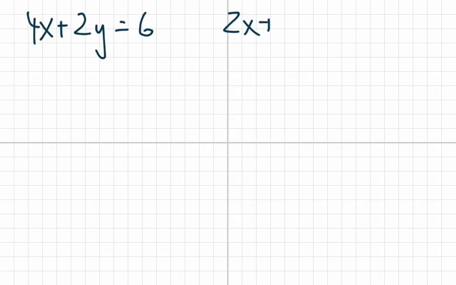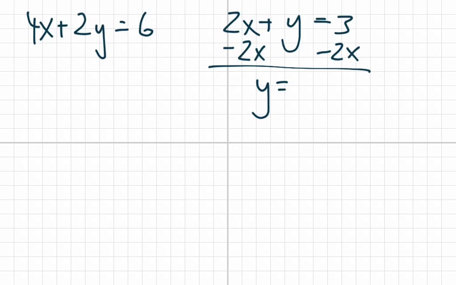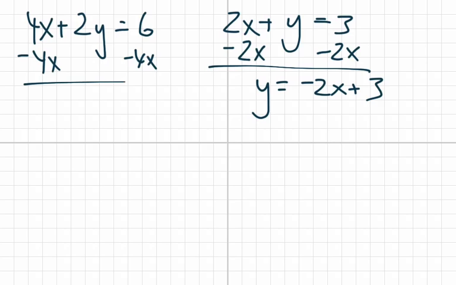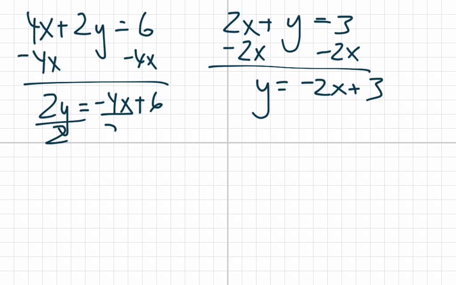So we have 4x plus 2y equals 6, and the other one is 2x plus y equals 3. We will subtract the 2x from both sides, and we get y equals negative 2x plus 3. On the other equation, we're going to subtract 4x from both sides. 4x minus 4x is 0, leaving us with a 2y. I'm going to put that in my slope-intercept order there, negative 4x plus 6. Divide everything by 2 to get the y by itself.